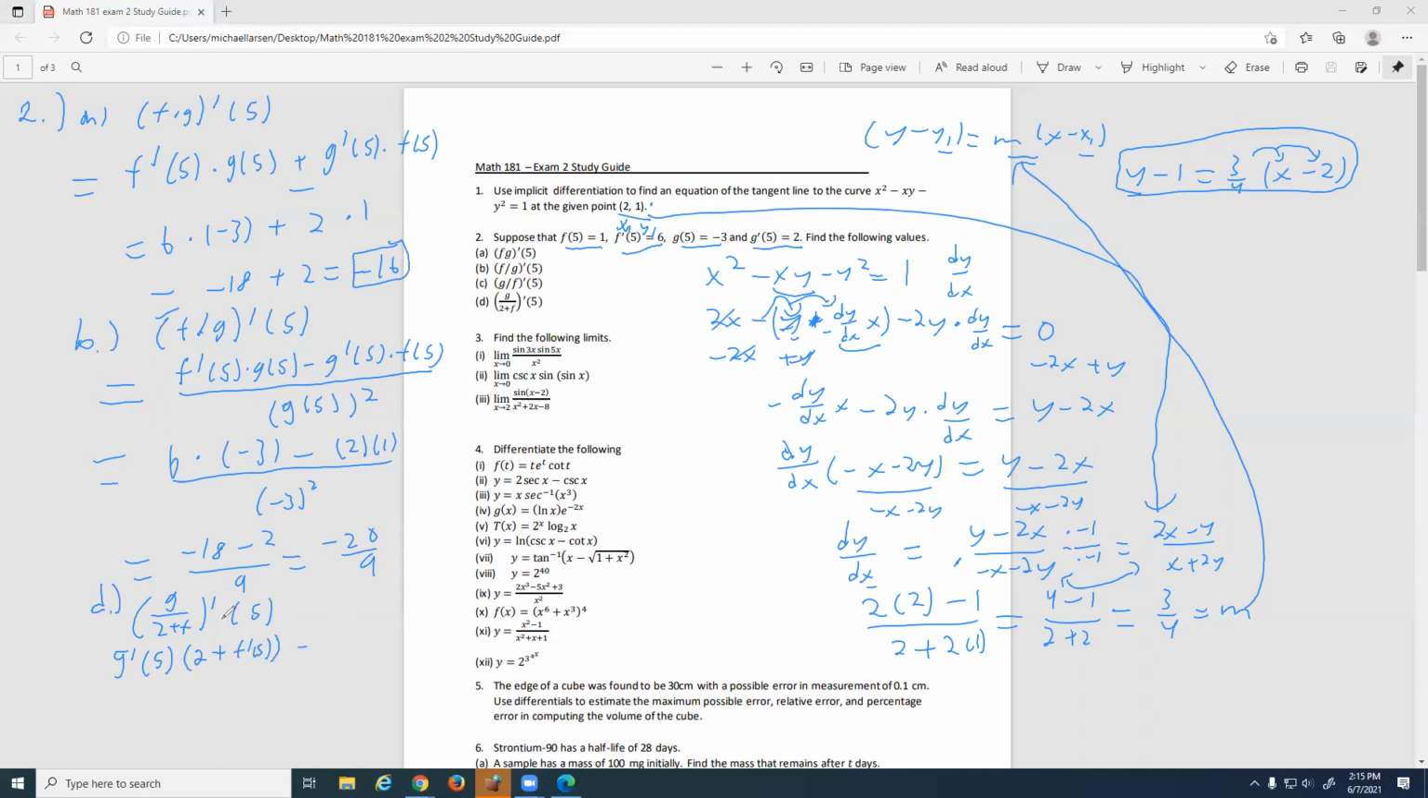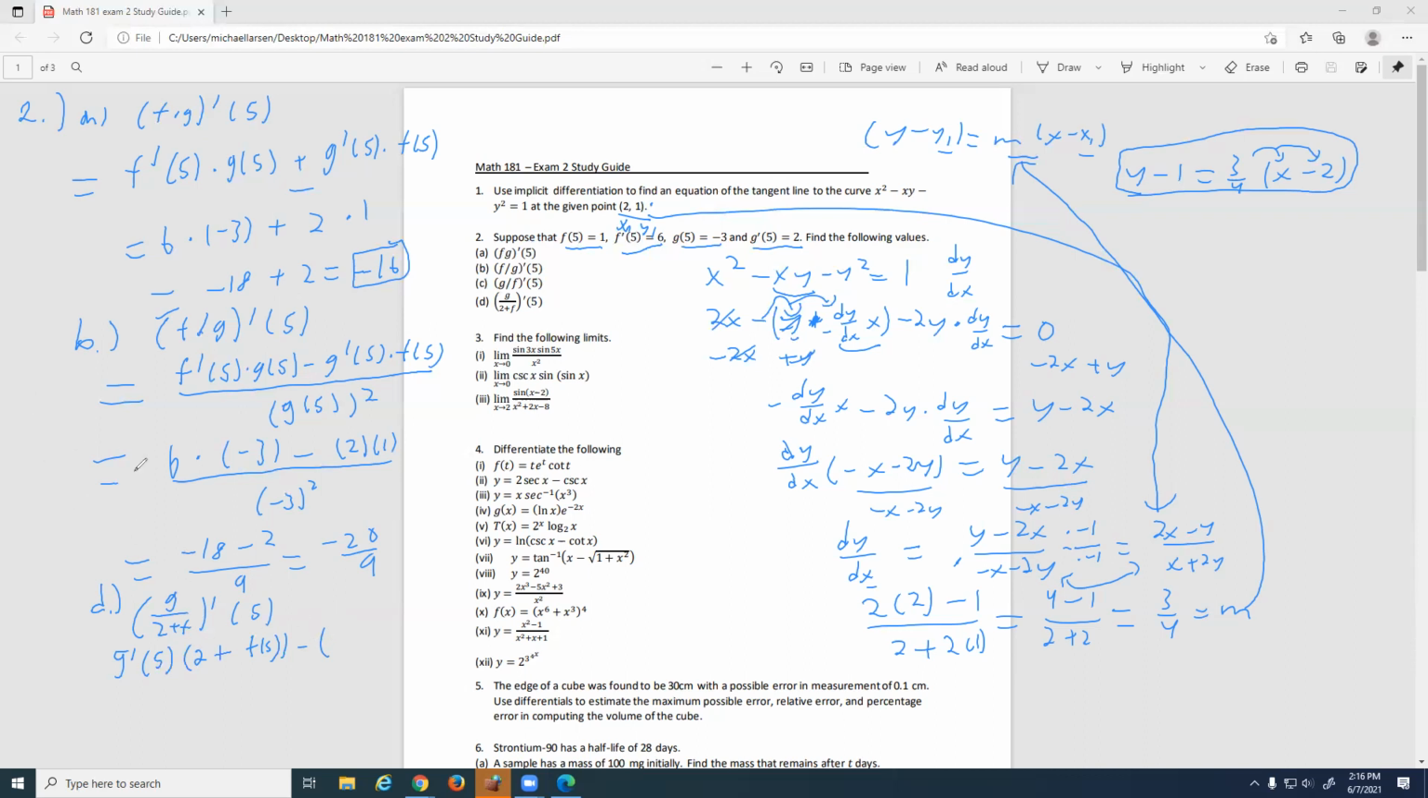Then minus, and then the next term should be, let's see, oh, not f prime of 5, my bad. Should be 2 just plus f of 5, I believe. F of 5. And then, oh no, my gosh, sorry about that. Just f of 5. There we go.